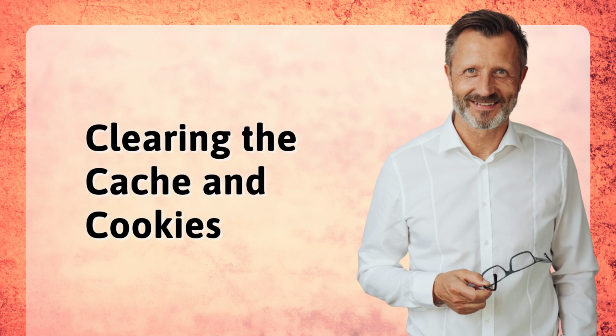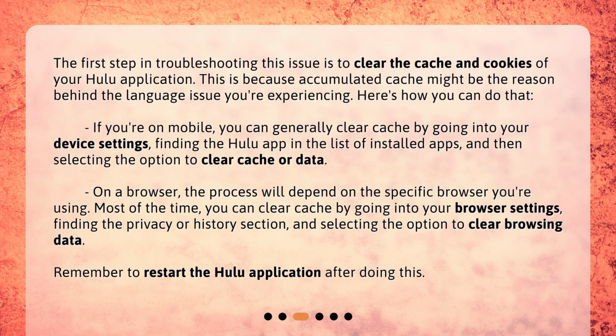Clearing the cache and cookies. The first step in troubleshooting this issue is to clear the cache and cookies of your Hulu application. This is because accumulated cache might be the reason behind the language issue you're experiencing. Here's how you can do that.